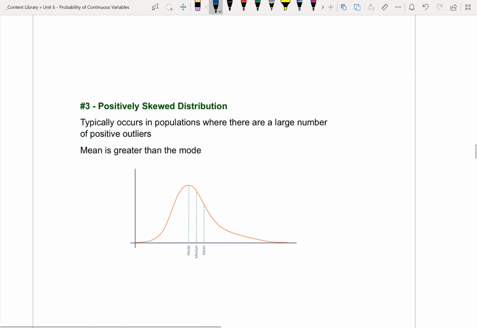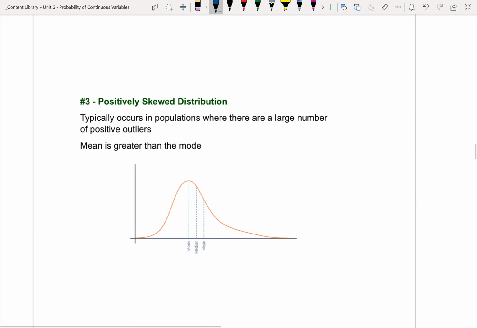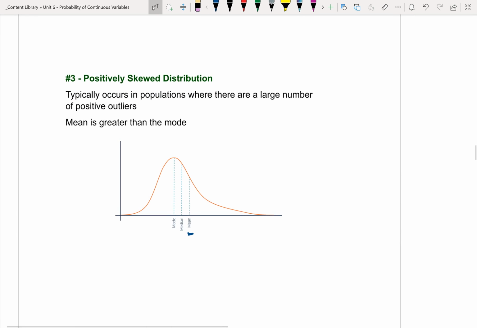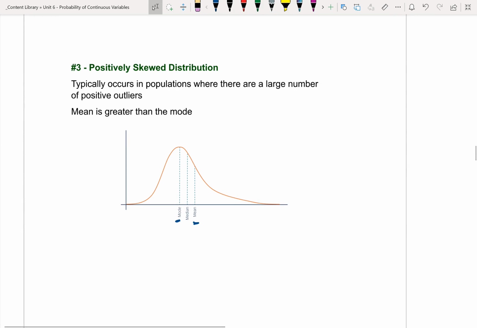For number 3, positively skewed distribution, we've seen this before in the last unit as part of the homework, but this typically occurs in populations where there are a larger number of positive outliers. In this case, the mean, which we can see here, is usually greater than the mode, which we can see here. You could also call this, instead of positively skewed, right skewed.